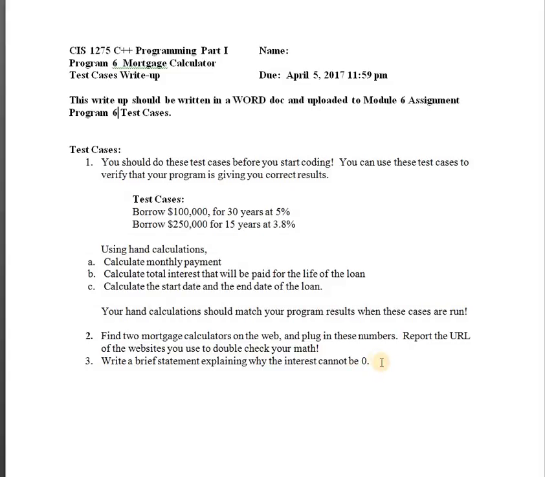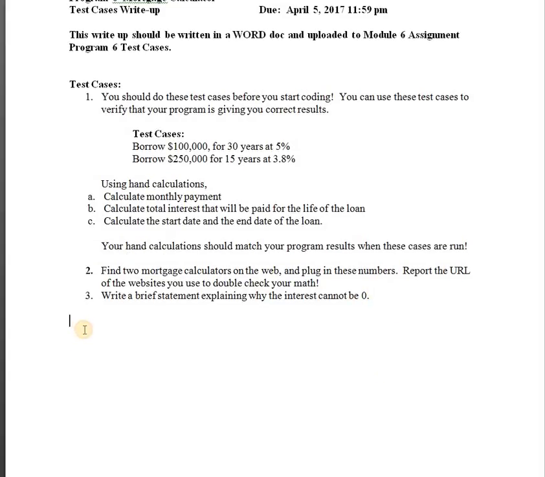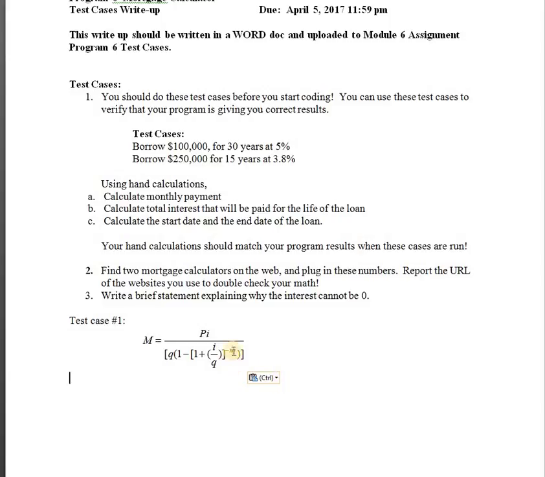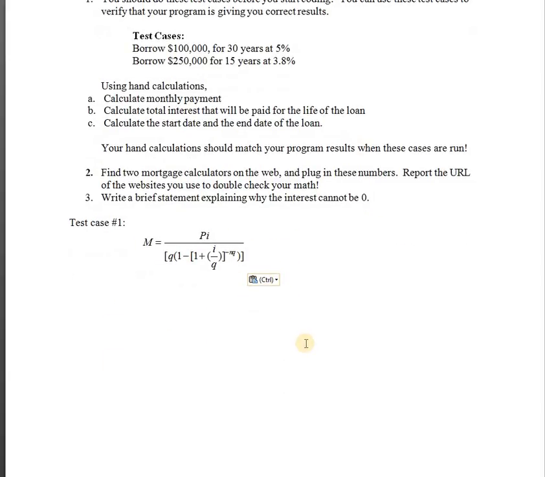All right, so let's get started. We're going to start on test case number 1. The main part about these test cases is they're kind of a bugger to code. However, we're not coding today. We are calculating. Here is the equation that we're going to use for calculations. M is the monthly payment.